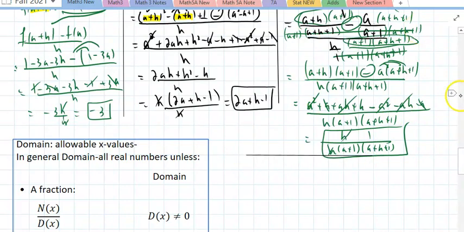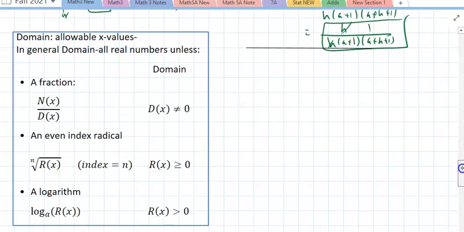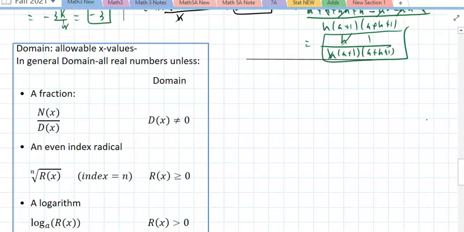The last aspect we're going to talk about, I got to remind you of domain. Domain, allowable x values. In general, if I was to ask what's the domain on a function, you would say all real numbers, unless you see one of 3 things. You see a fraction, you want to ensure that the denominator does not equal 0. As long as the denominator doesn't equal 0, you're set. So your domain should be all values except those that make the denominator equal 0.